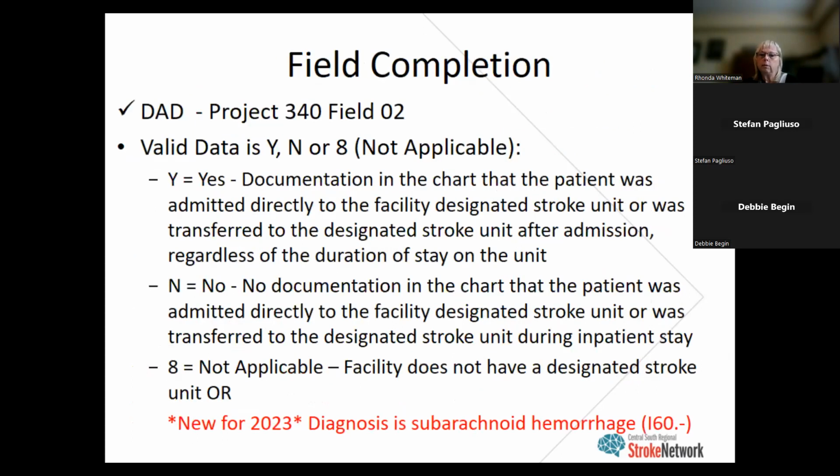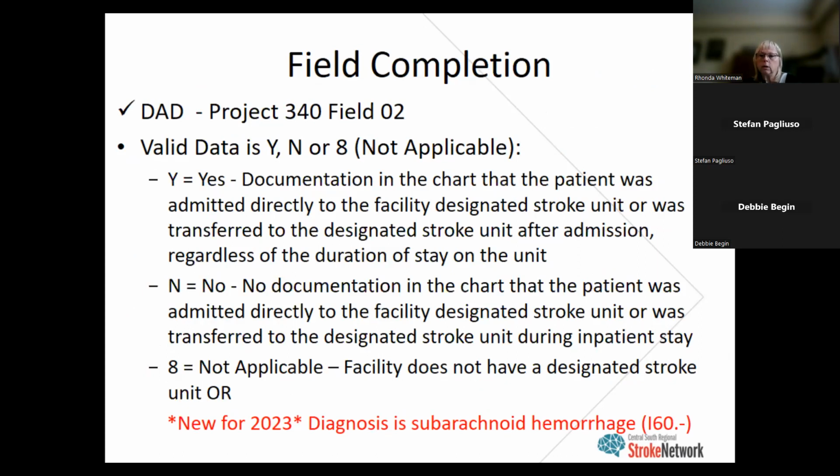So again, when we look at the rating, it's either yes, they spent time on the stroke unit, no, they didn't, or 8, it's not applicable. So either the facility doesn't have a designated unit, or new for 2023 that the diagnosis is subarachnoid hemorrhage.